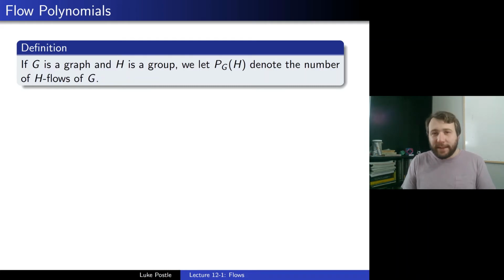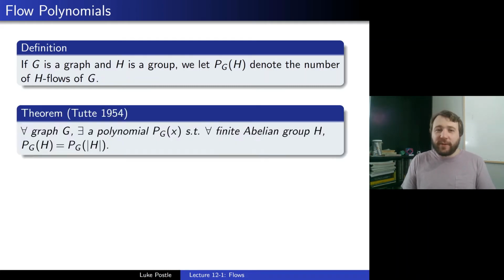And amazingly, what is true is this very nice result of Tutte from 1954, that not only can you kind of figure out this number in a way, but actually this number is related to a polynomial: for every graph G, there exists a polynomial P_G(x), such that for every finite abelian group H, this P_G(H), the number of H-flows of G, is equal to that polynomial evaluated at the size of the group, evaluated at the size of H.